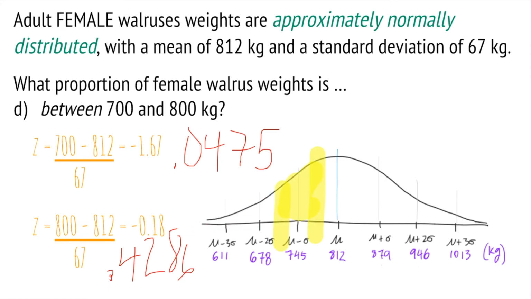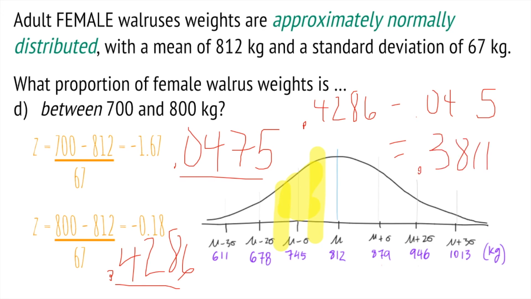So again, when you're finding the area between numbers, all you have to do is find two z-scores, find two proportions, and then subtract those two proportions. And it's always just the bigger proportion minus the smaller proportion. So 0.4286 minus 0.0475, which equals, let me grab my calculator here, 0.3811.